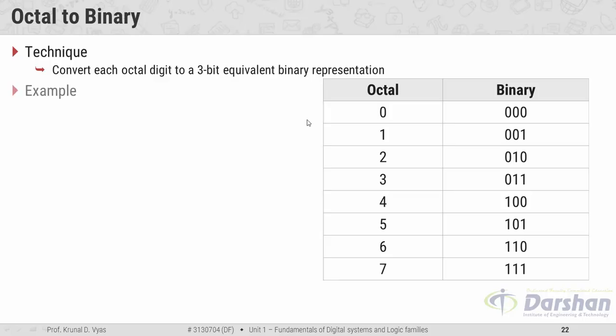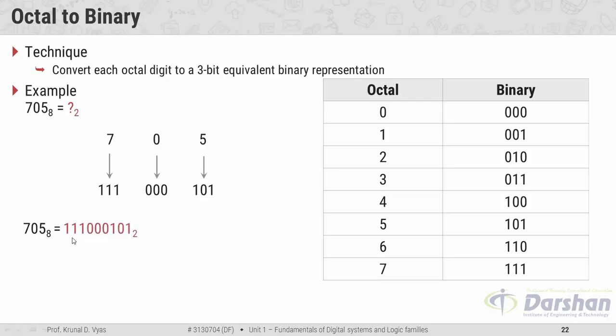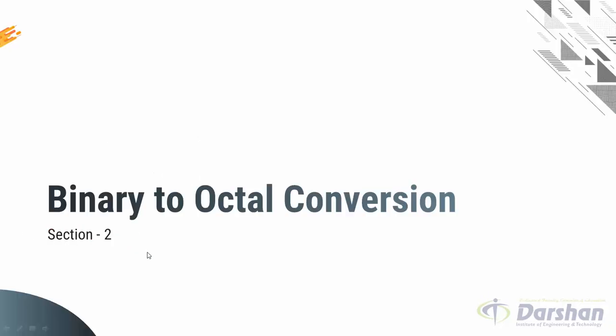Let us take one example. Here 705 in octal is converted to some binary number. So first we will write 705 with some spacing. By this table you can write 7's equivalent binary number 111, 0's equivalent number 000, and 5's equivalent number 101. Now simply merge these numbers and you will get your answer, that is 705 in octal is converted to 111000101 in binary.